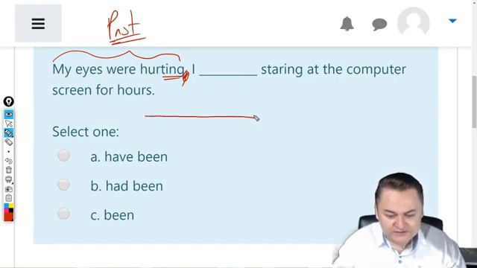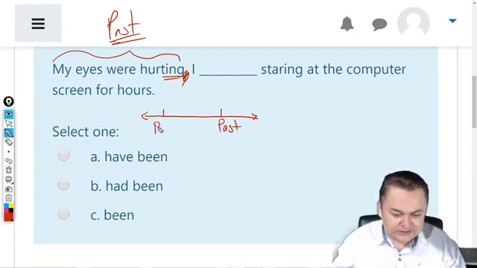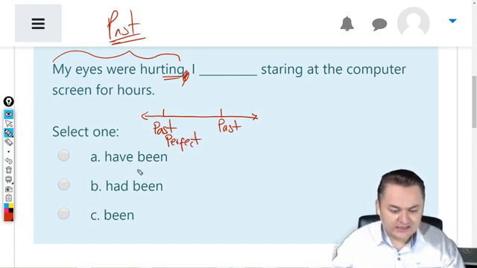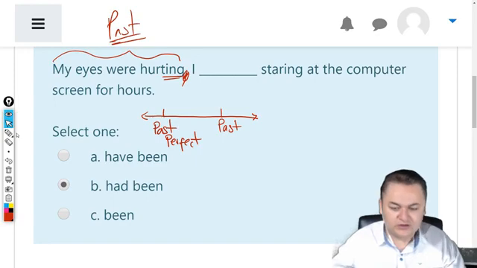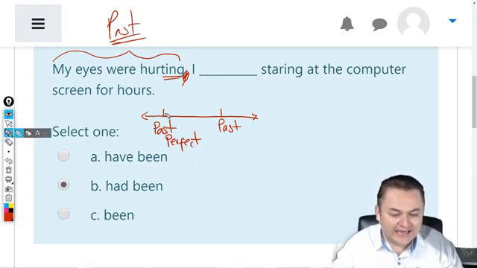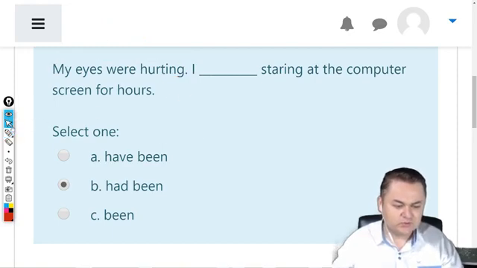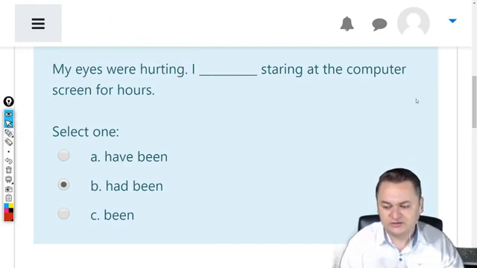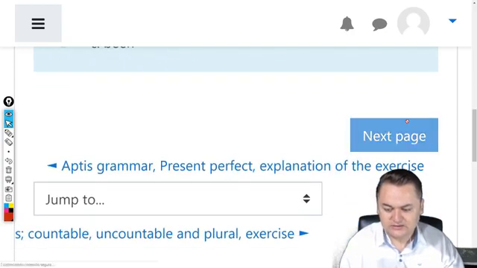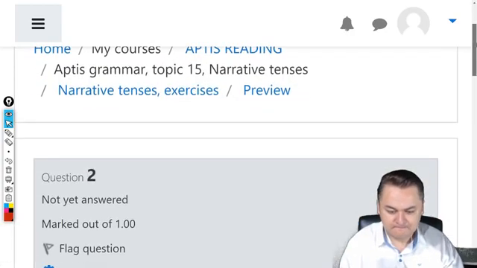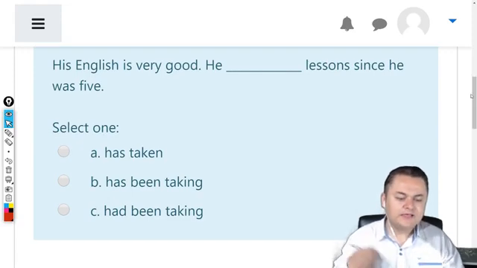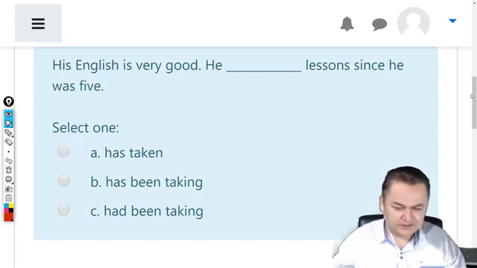Let's see why. If this is the timeline and this is the past, this should be something expressed in past perfect. So first, I had been studying at the computer for hours, and after that my eyes were hurting. So this is what happens, and this is how we answer this exercise. Now with next, let's see what we have. It says, his English is very good. And then lessons since he was 5.